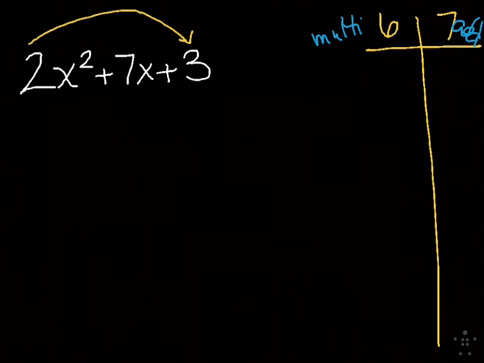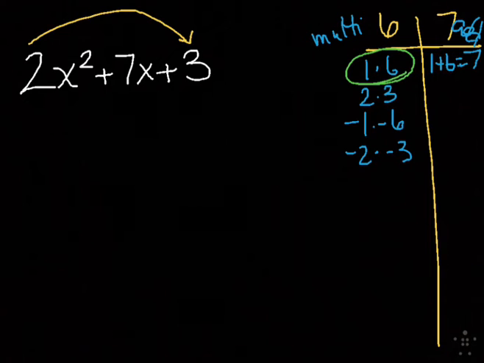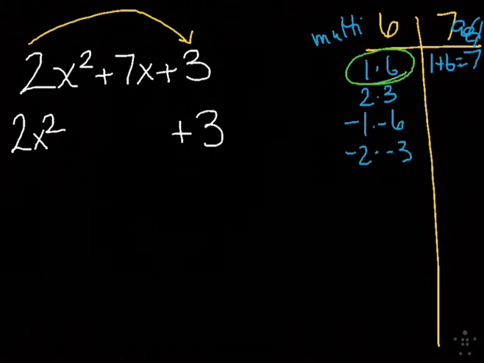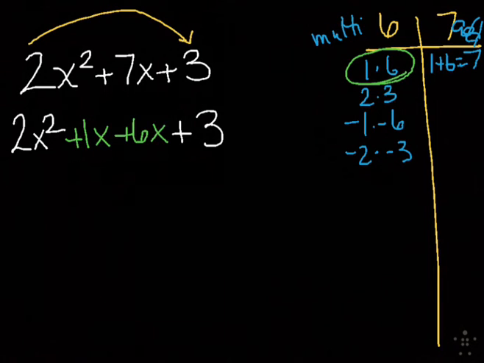So what multiplies to 6? 1 times 6, 2 times 3, negative 1 times negative 6, and negative 2 times negative 3. Which of these add to 7? Well, 1 plus 6 is 7. So this one was short because it's the first set of factors. So these are going to be the ones I plug in. Remember, we just bring down 2x squared and a 3. And in the middle, I'm going to put the factors positive 1 and positive 6 and put an x behind them.